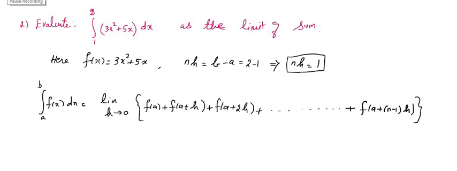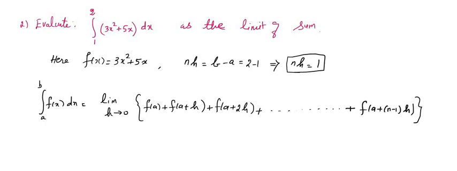Evaluate the integral from 1 to 2 of 3x square plus 5x dx as the limit of a sum. This is the second question. Here f of x is 3x square plus 5x. The first step is we must identify the function, the lower limit and upper limit, and then find the value of nh. This is the first step. Therefore, here I wrote the first step.